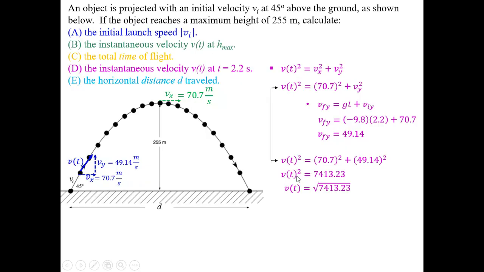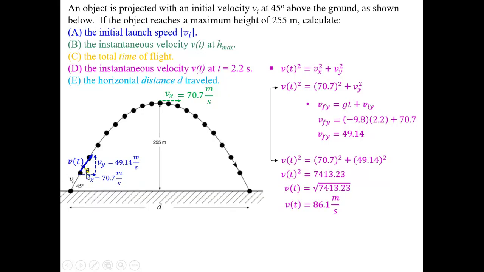But this is V of t squared, so square root both sides. If you square root that, you'll get 86.1 meters per second. However, you're not done yet, right? Velocity is a vector, so we just found the magnitude. We just found 86.1 as the actual length of the hypotenuse, or the vector itself. However, velocity is a vector, so you need to give a direction.